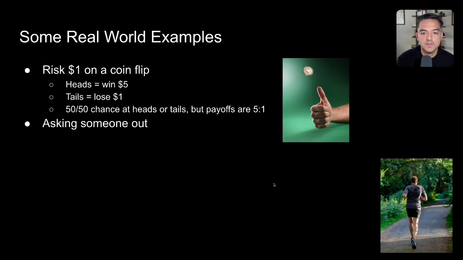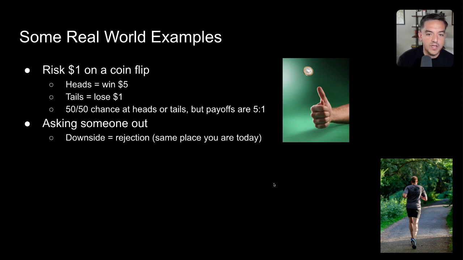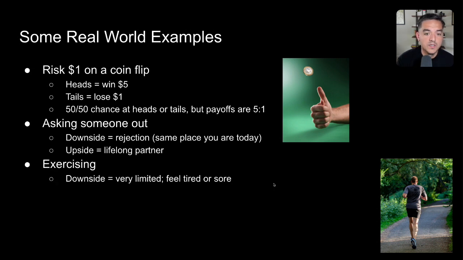Another example that I have seen people refer to is just asking someone out. You see someone at a bar, or you meet someone and you ask them out on a date. The downside is just rejection. They say no, and you're still in the same place you are today. So really the downside is almost nothing outside of maybe feeling stupid. The upside is maybe you meet a lifelong partner and you get married, and it completely changes the trajectory of your life. It's another example that maybe we don't always think about of asymmetric payoffs. Exercising is another one. The downside is, I think, very limited.